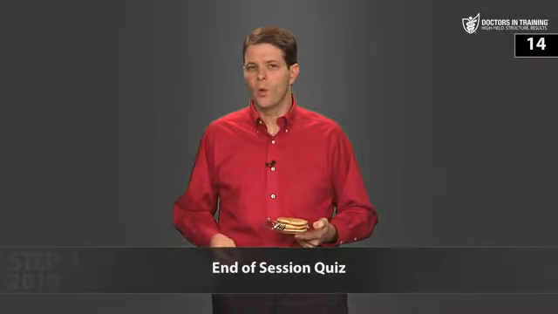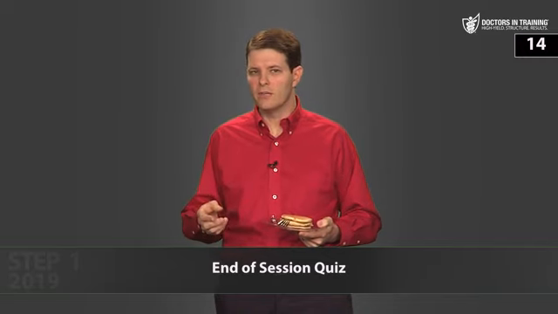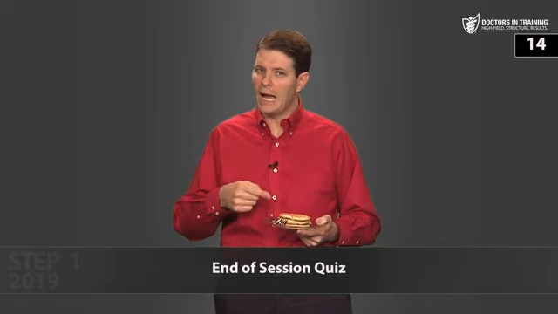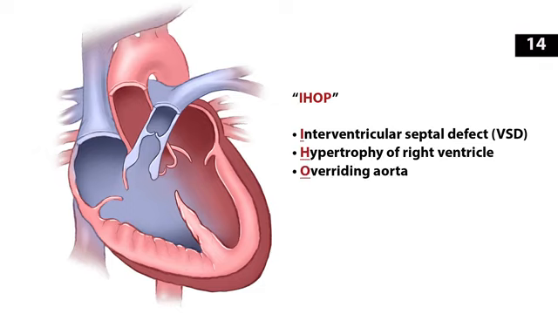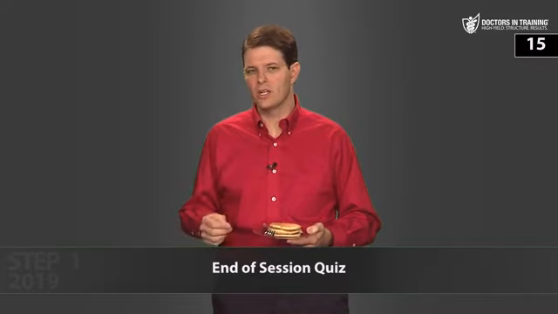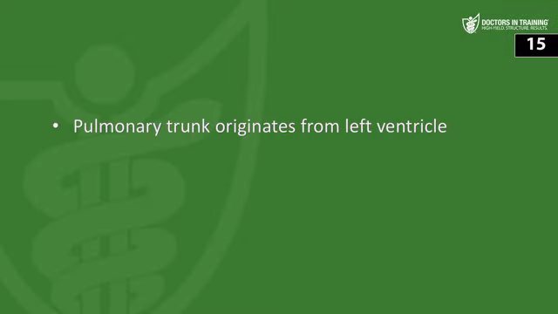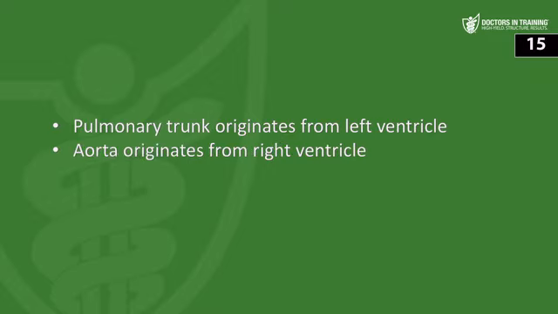All right, first question. What are the four components of the tetralogy of Fallot? Well, remember the mnemonic IHOP: interventricular septal defect, or VSD, hypertrophy of the right ventricle, overriding aorta, and pulmonic stenosis. Next, explain how the great vessels are attached in a transposition of the great vessels. So in transposition of the great vessels, the pulmonary trunk originates from the left ventricle, and the aorta originates from the right ventricle.